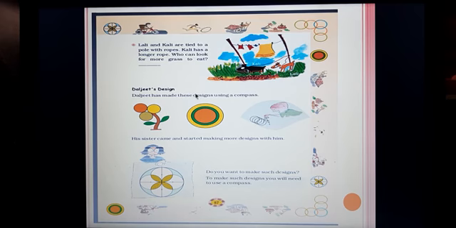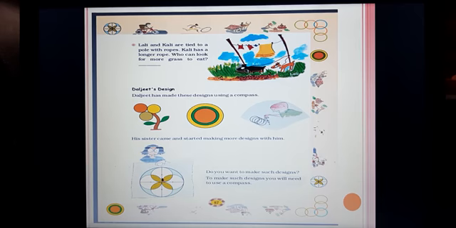Daljit has made these designs using a compass. Compass means what? I will discuss it later. First you see the designs, the patterns here. See, in this way they can make patterns. After making these patterns, they can know that these are all made by circles. So circles are not only used for examples or other things. They can be used to draw patterns also, to make designs also. In such a way they have made it. His sister came and started making more designs with him.